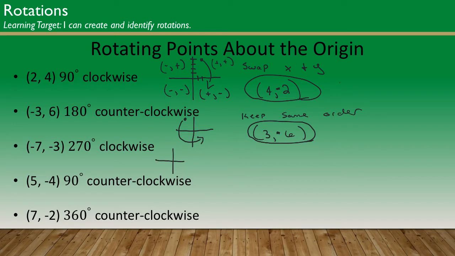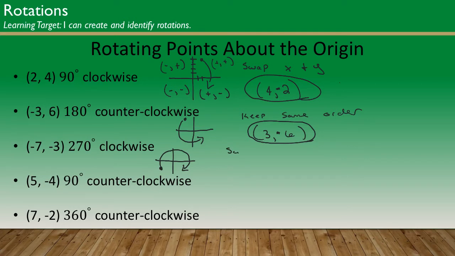Next one, rotate 270 degrees clockwise. If I start at -7, -3, that means I'm down here somewhere. 270 degrees clockwise is going to be 3 quadrants. So 1, 2, 3. That's going to take me to that same quadrant we've been in. So 270 degrees is going to swap order.